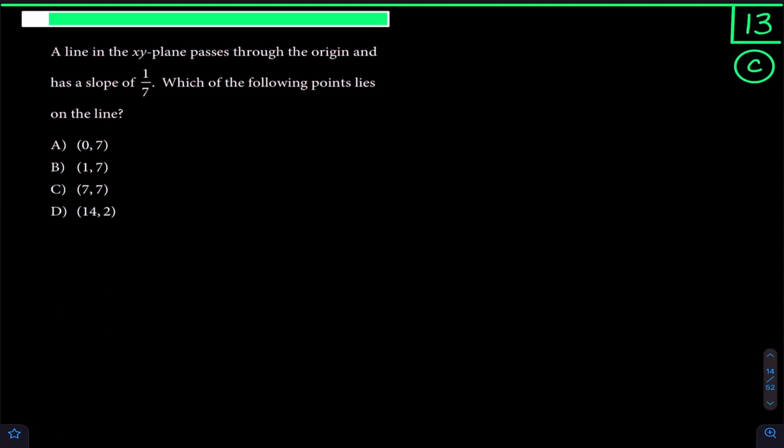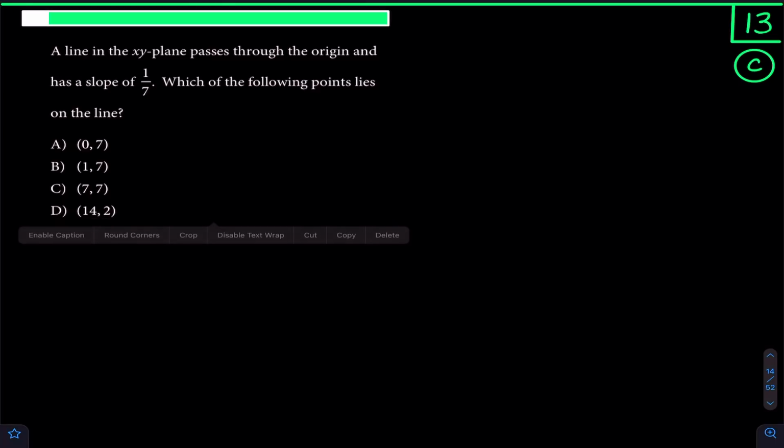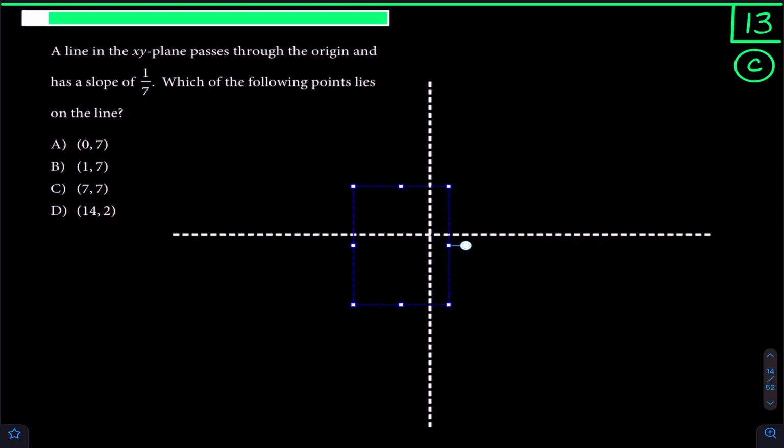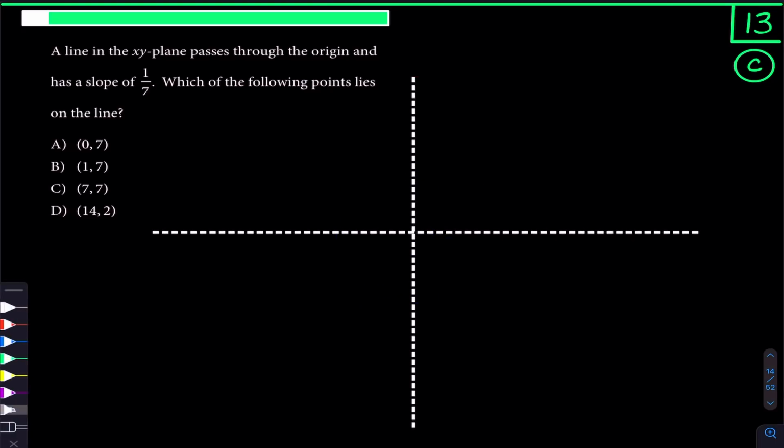So moving on to problem 13, this problem says a line in the xy plane passes through the origin and has a slope of 1 over 7. Which of the following points lies on the line? So let's think about this here. We have a line in the xy plane. So let's bring out an xy plane, and let's just draw a point at the origin. We know that's a point that is on this line. We also know this line has a slope of 1 over 7.